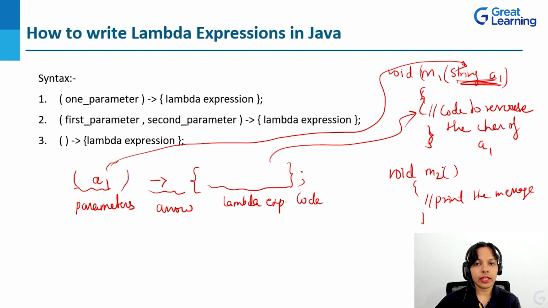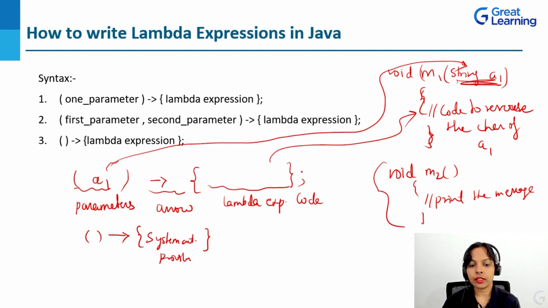It will not take any parameter, right? So this method has to be converted in the form of Lambda expression. Then how will you write? In that case, parameter will not be there, so it will just be an empty round bracket, followed by an arrow symbol, and then there will be curly brackets which will contain the system.out.println code to display the message. Right? So this is how we write Lambda expressions in Java.